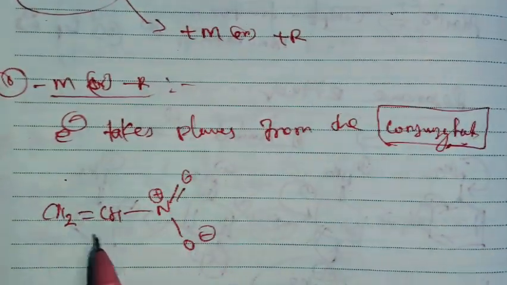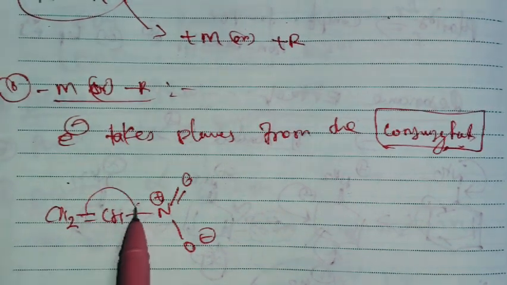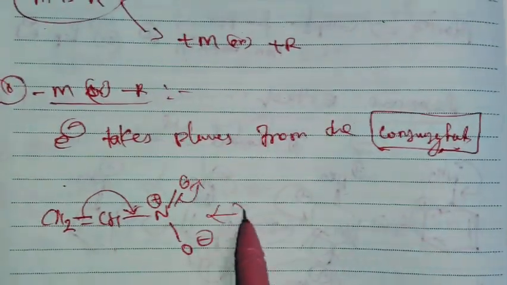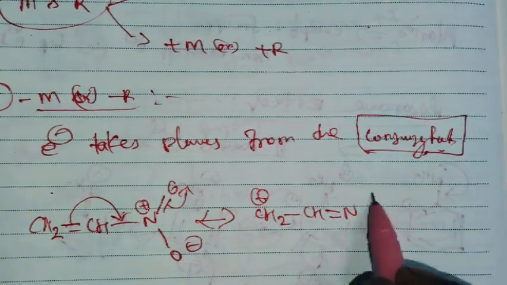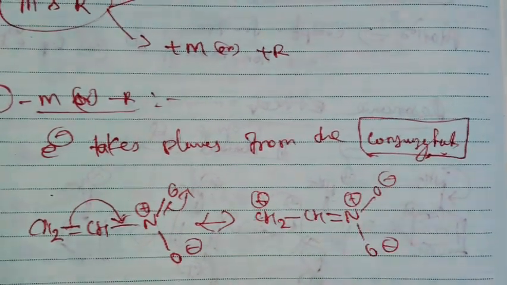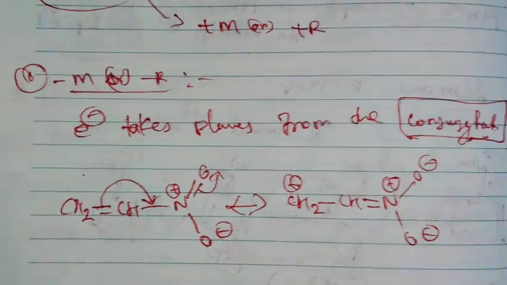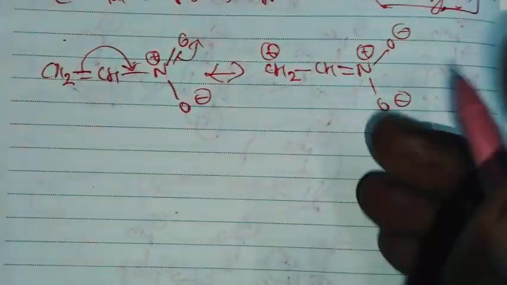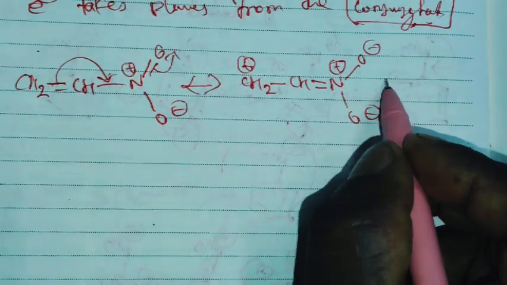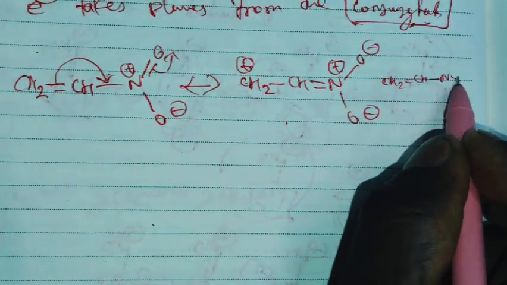Now this pi electron can be shifted to here, and this bond goes up. So actually it's a resonance. What can we get? CH2 plus and CH double bond N and O minus. Here is the O minus, and here nitrogen has a positive sign. Anyway, a molecule containing equal positive and negative charges becomes neutral. That's why this molecule is represented as CH2 double bond CH NO2.